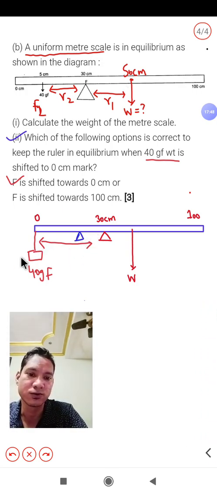So you don't have to draw the diagram. Okay, you can draw a rough diagram, and you can say that the fulcrum is shifted towards the 0 centimeter mark. The first option is correct here.